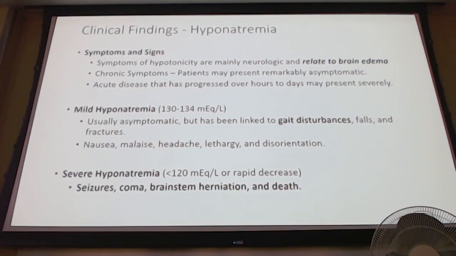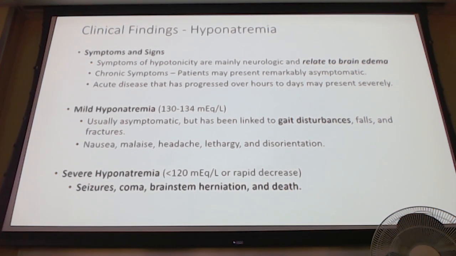So mild, 130 to 134, you may have gait disturbances, falls, fractures. You may have some nausea, lethargy, disorientation. You may have a headache, but nothing too great. Flu-like symptoms. Severe hyponatremia, though, less than 120: seizures, coma, herniation, death. Bad.